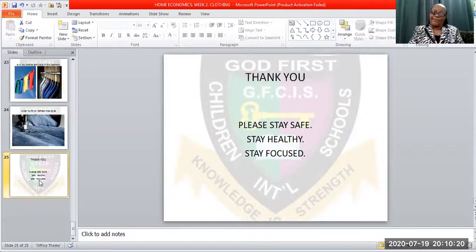Ensure you stay safe. Stay healthy and stay focused. It is important that you stay focused, and that you stay healthy. Coronavirus is still around, so wash your hands regularly. Use your sanitizer. Keep your distance, especially from strangers. Ensure that you keep yourself healthy. Don't eat those things that will make you sick. Beautiful. Stay focused.